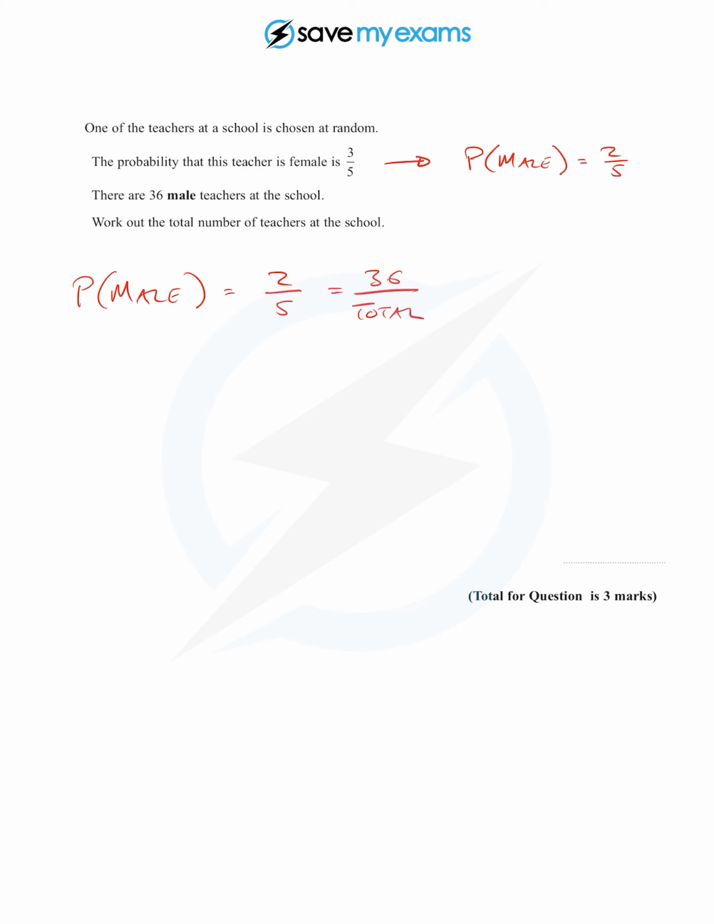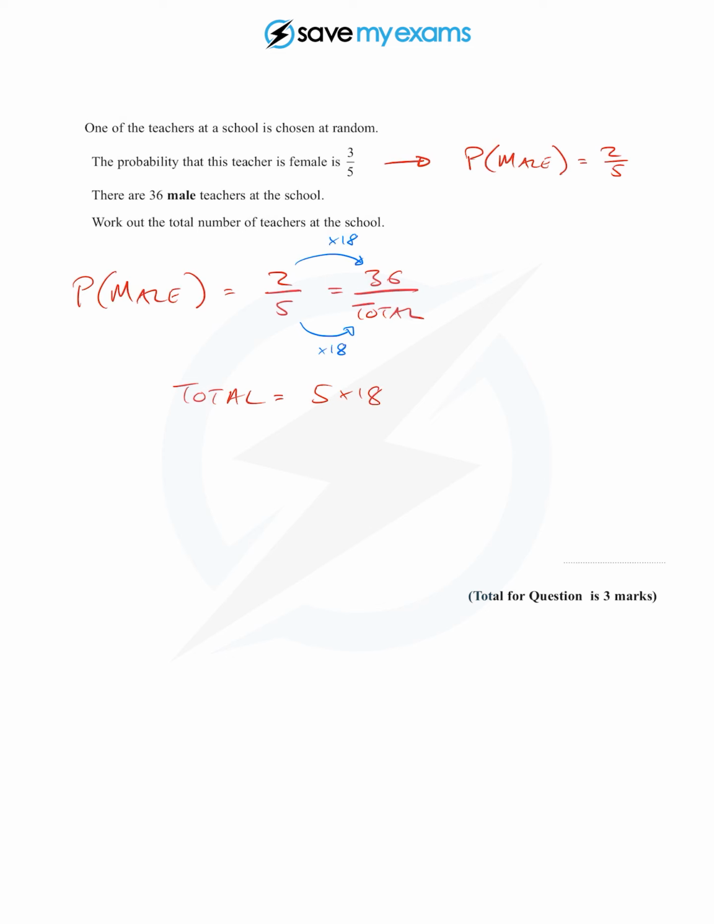Now, if you like, this is a sort of ratio. What I've done here is not a very formal way of doing it, but I'm just going to say, how would I get from 2 to 36? Well, I'd multiply by 18. How would I get from 5 to the total, therefore? Well, it's the same fraction, so I must multiply by 18. So the total is 5 times 18.